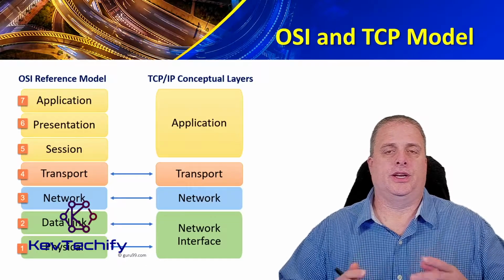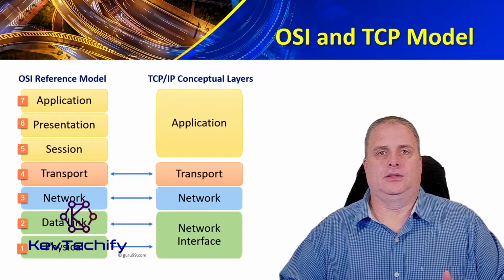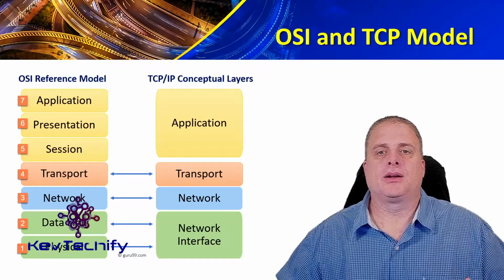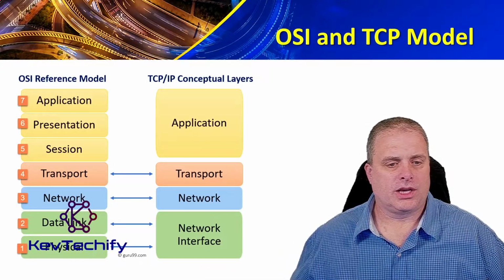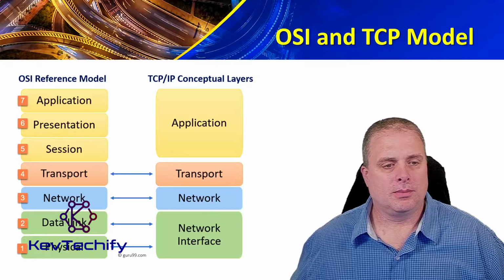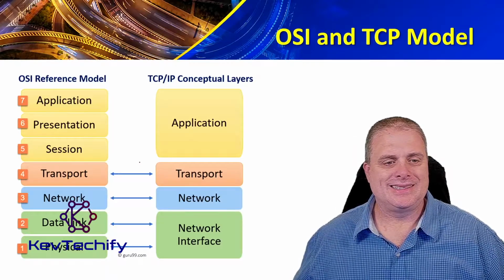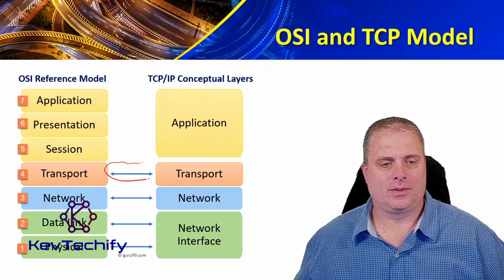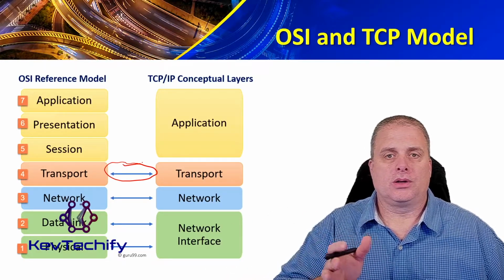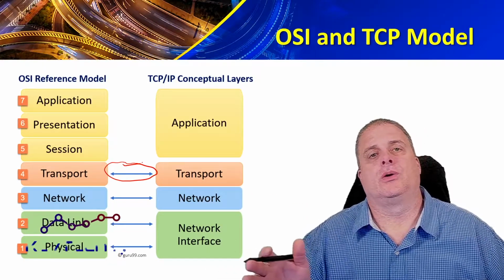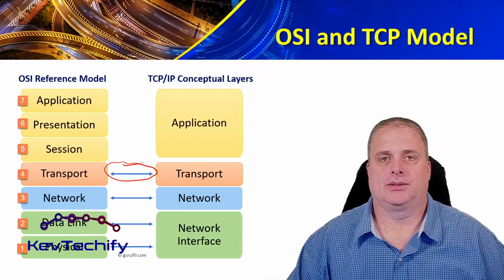We are looking at the transport layer of the OSI model and the TCP model. Here's a picture of them. Once again, we have our OSI model and our TCP models here. The transport layer is the same between them. And so what we talk about here applies to both the OSI model and the TCP model.